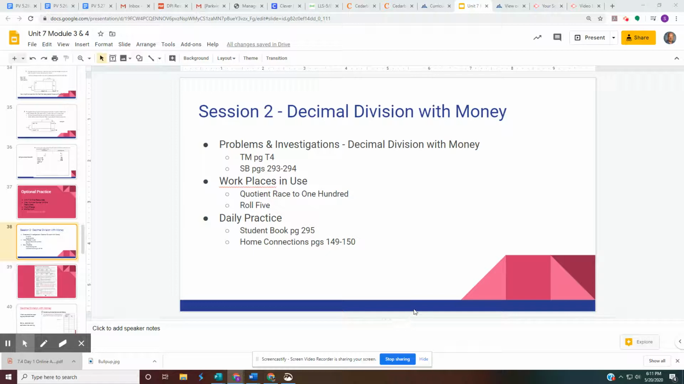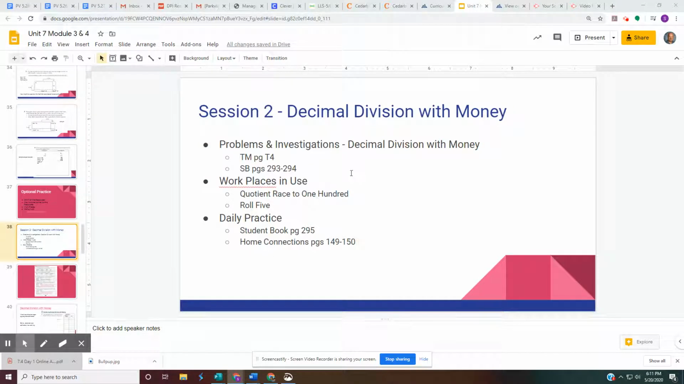All right, session 2 of module 4 of unit 7. Time for some real life work with money, or division with decimals, because most of the time we're not going to have a job that deals with decimals, and the one thing that is going to make us have to deal with decimals on really a daily basis is money. So we're going to do some investigated work with that.